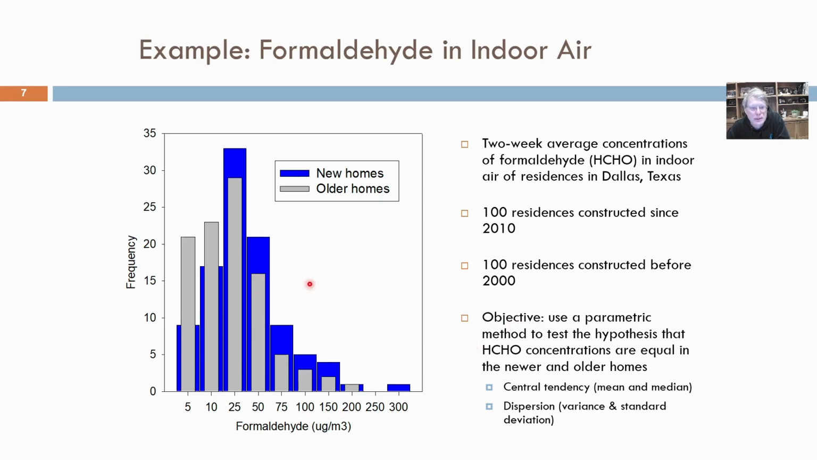So imagine that someone's presented with these data, and they're asked to use a parametric method to test the hypothesis that formaldehyde concentrations are equal in the new and older homes. I think you could imagine a pretty standard two-sample t-test being used to test this hypothesis, in which case we know we're going to be focused on measures of the central tendency of these distributions, like the mean, and measures of dispersion, like the variance and the standard deviation.